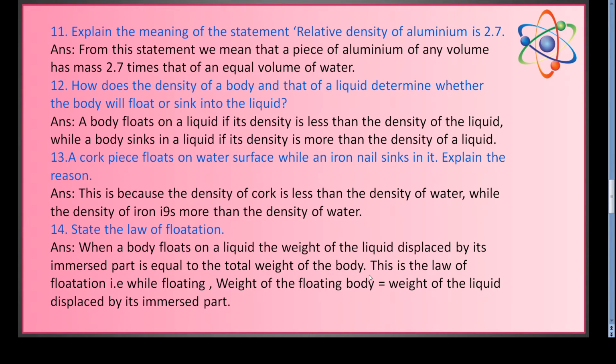Next, state the law of flotation. When a body floats on a liquid, the weight of the liquid displaced by its immersed part is equal to the total weight of the body. This is the law of flotation, that is, while floating, the weight of the floating body will be equal to the weight of the liquid displaced by its immersed part.